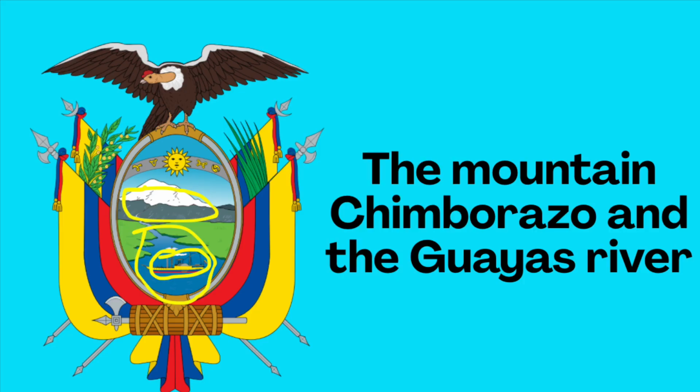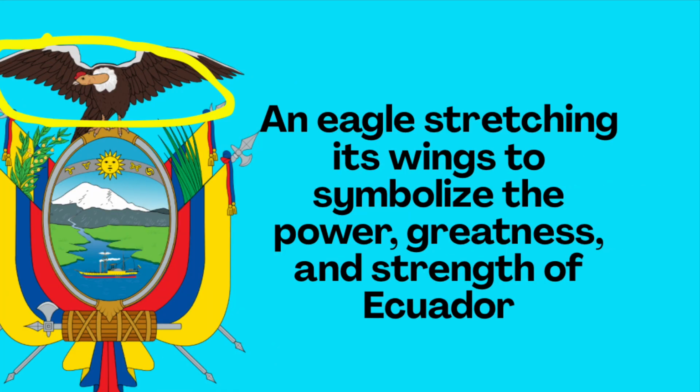In the background of the oval shield is the mountain Chimborazo, while the river originating from its base represents the Guayas. Chimborazo is also the highest mountain in Ecuador and is part of the Andes range. The steamboat on the river is named Guayas as well. The condor on top of the shield stretches his wings to symbolize power, greatness, and strength of Ecuador. The condor also represents the idea that it will always be ready to attack an enemy.